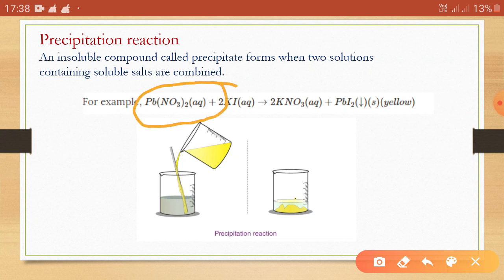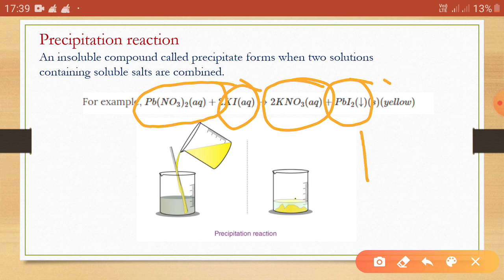Pb(NO3)2. Pb means lead and NO3 is nitrate. So here, if lead nitrate reacts with KI, potassium iodide, it gives us KNO3, that is potassium nitrate, and PbI2, that is lead iodide. Here lead iodide, PbI2, is a salt, and KNO3, potassium nitrate, is a type of salt also. It is known as the nitrate of potash or saltpeter.